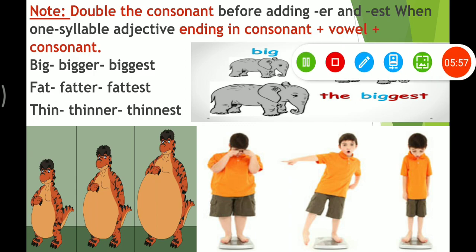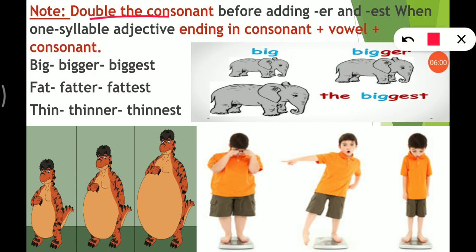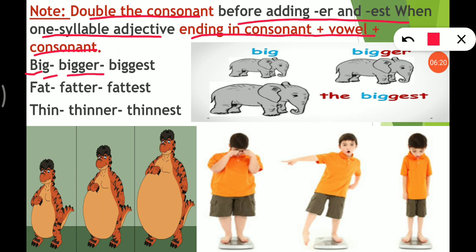Now here is an important thing: double the consonant before adding er or est when a one-syllable adjective is ending in consonant plus vowel plus consonant. Look here, b is a consonant, i is a vowel, and g is again a consonant. So when we make a comparison and add er and est, before that we double the letter. Big, bigger, biggest, here double g. Fat, fatter, fattest; thin, thinner, thinnest.